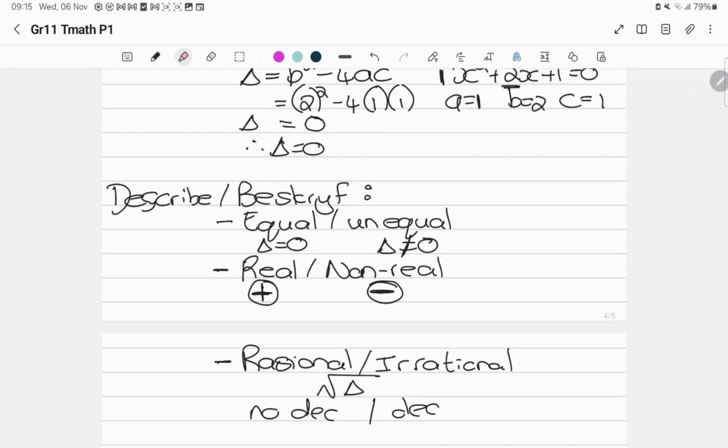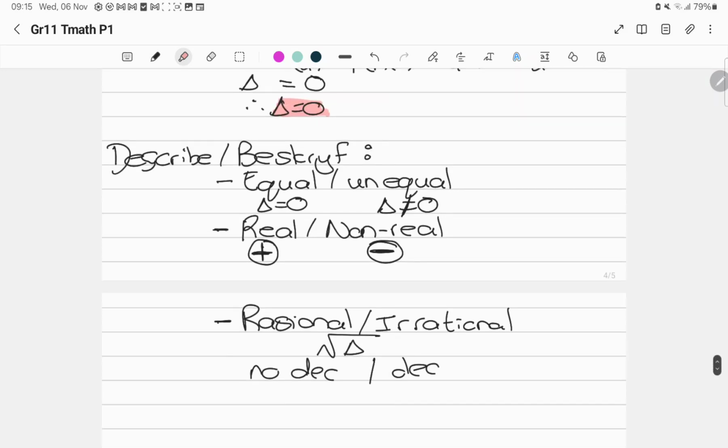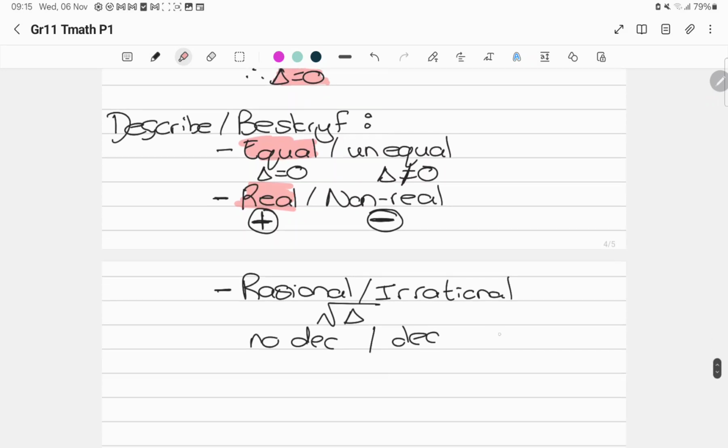So what was the discriminant answer we got here? We got 0. Now I must describe it. Firstly, is it equal or unequal? The fact that it is equal to 0 tells me it is equal. So it's gelijk. Then is it real or not real? Remember, 0 counts as a positive number, so it has to be real. And then, is it rational or irrational? If I put 0 into a square root, it gives me an answer of 0. So there are no decimals, which makes it a rational number. That is how you describe it.